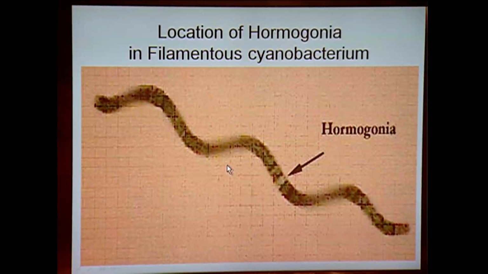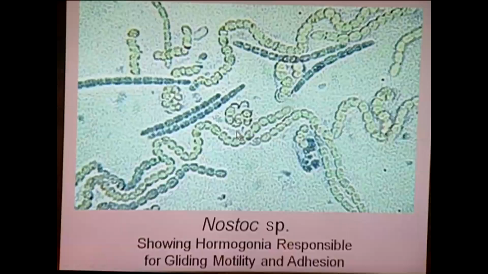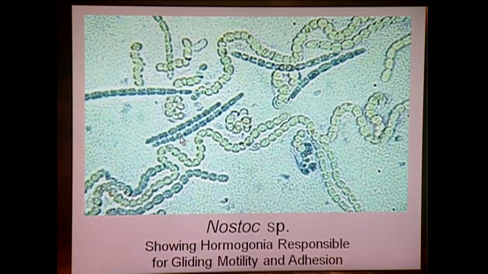and will produce a new cell. This new fragment which is produced is called hormogonia. In this figure you can see in Nostoc, this hormogonia can exhibit gliding motility on one hand, and also it can exhibit adhesion. As you can see here, these blue structures are stained hormogonia present in Nostoc.